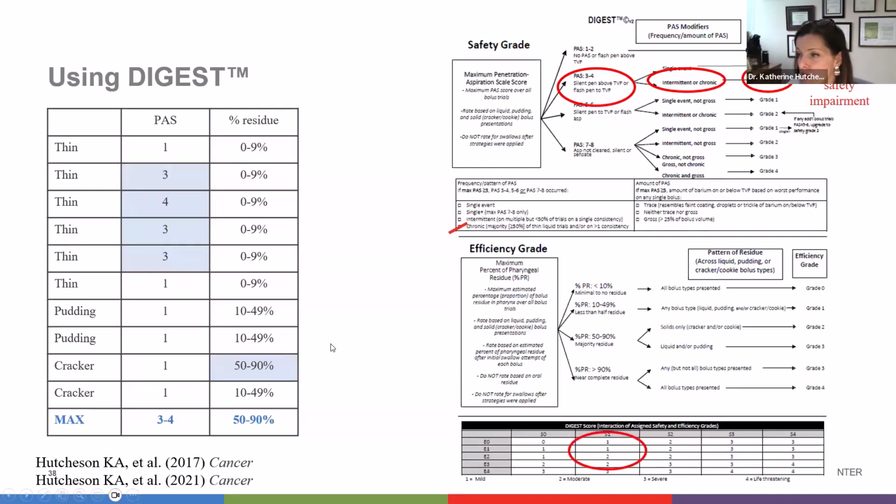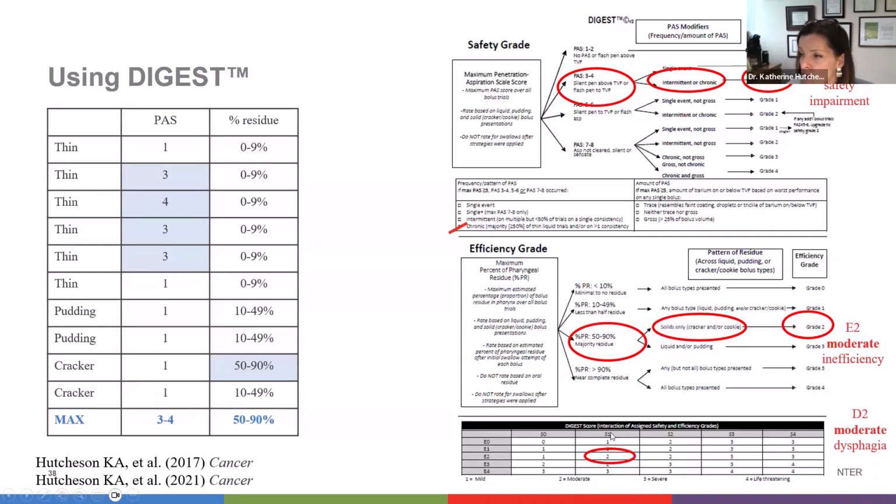For this same study, the maximum residue was in the 50 to 90% range. It occurred only on the cracker bolus, which gives us a moderate inefficiency, grade 2 inefficiency, E2 result. Then we crosswalk S1, E2 is an overall DIGEST grade of 2, moderate pharyngeal dysphagia.